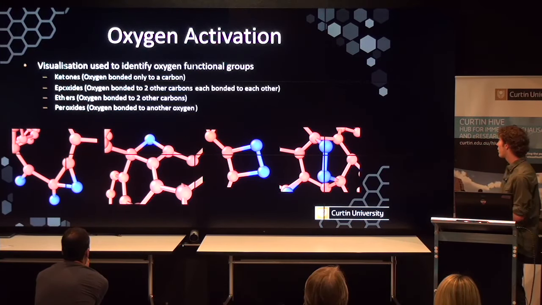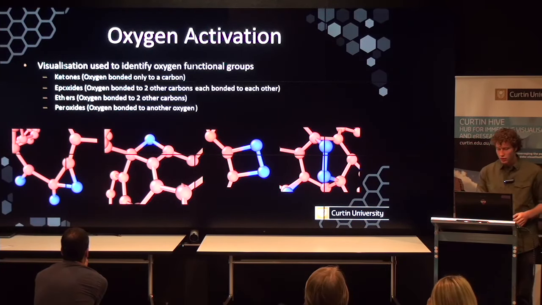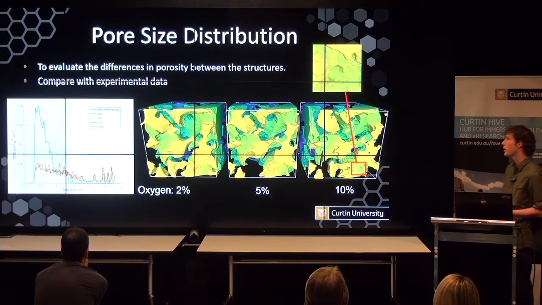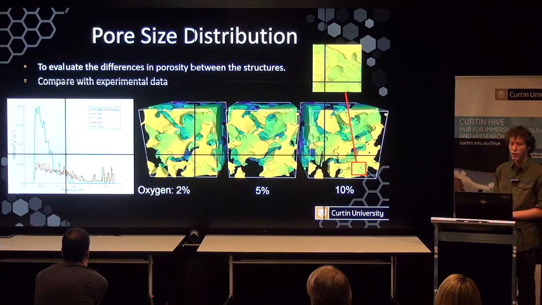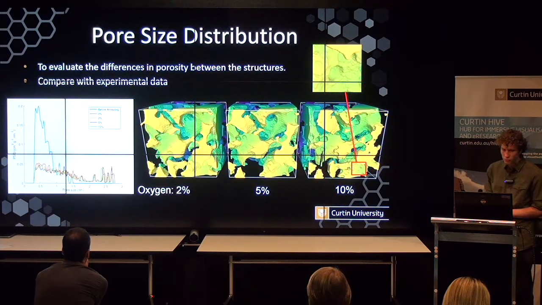This allowed us to characterize the number of functional groups within the structure and give us a good idea of how realistic the oxygen addition went. So to compare with experiments as to whether our structure matched realistically, we can look at the pore size distribution. So the number of pores and how big each of those pores are.